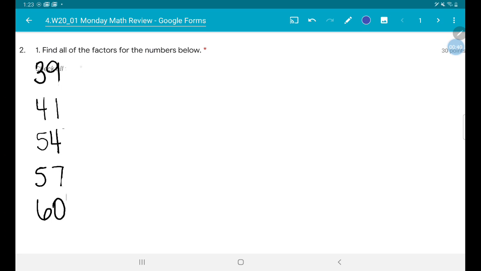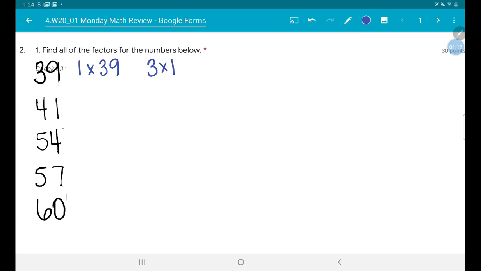1 times 39. We know that 1 and itself are always factors. So we should check 1 and 39. Okay, is 2 going to be a factor? No. How do I know that 2 is not a factor? Because the number's not even. Because it's not even. You're exactly right. Okay, how about 3? Is 3 going to be a factor? Yeah, 3 times what? 13.